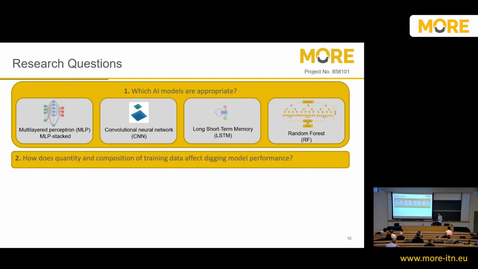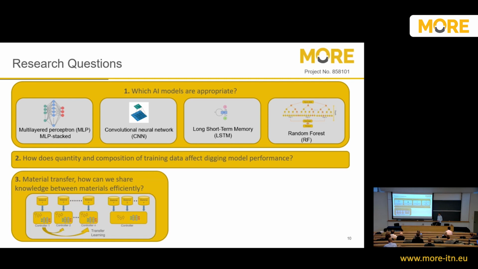And then the second question: how does the quantity and composition of training data affect the digging performance? This is basically how much training data we need, because it's quite costly to gather and record all this data. So it's interesting to know how much we actually need, and if we scale this up, how good performance can we get if we collect more and more data.